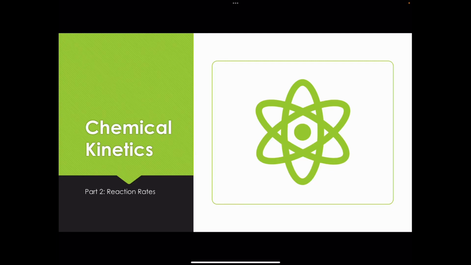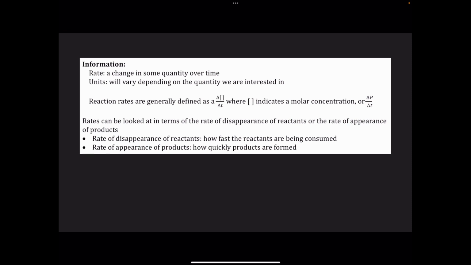In this video, we continue our discussion of chemical kinetics. Now recall that we talked about chemical kinetics covering two things. It covers how reactions occur and how fast they occur. And right now we're focusing on how fast reactions occur. So we're taking a look at reaction rates.